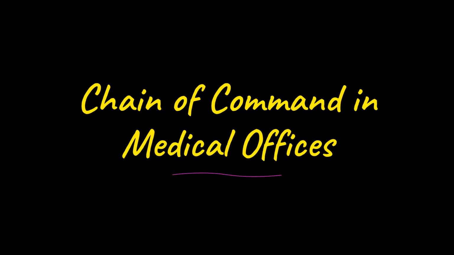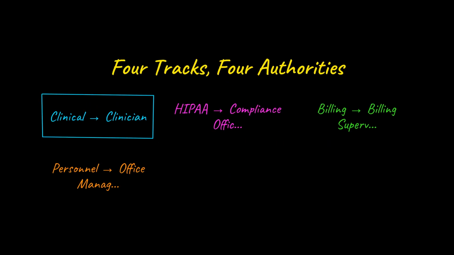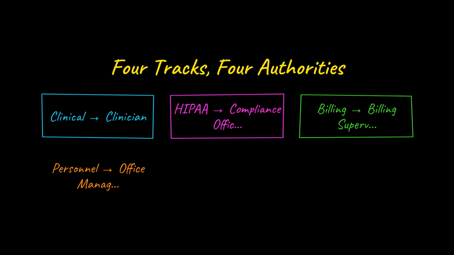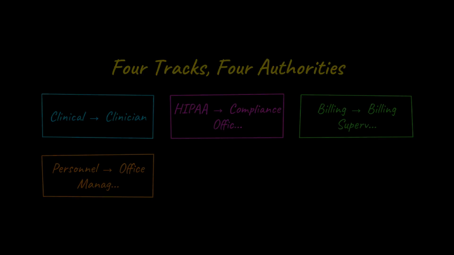When issues arise in a medical office, they don't all go to the same person. Chain of command is the principle that every concern has a specific authority best equipped to resolve it, and routing it correctly protects everyone involved. In practice, a CMAA routes each type of concern to a different track. Clinical concerns go to a clinician, HIPAA concerns go to the compliance officer, billing questions go to the billing supervisor, and personnel issues go to the office manager. One complex complaint can easily touch several tracks at once.